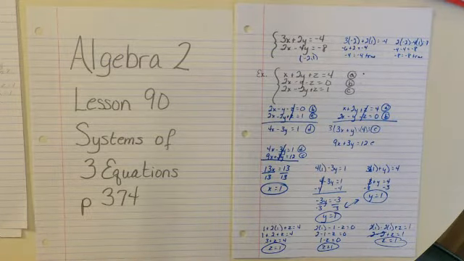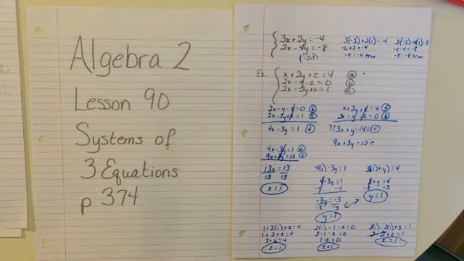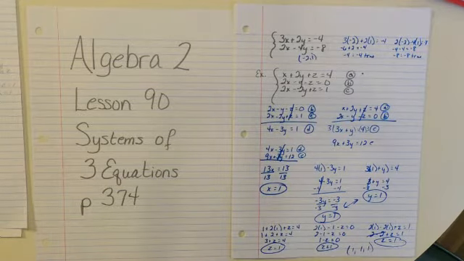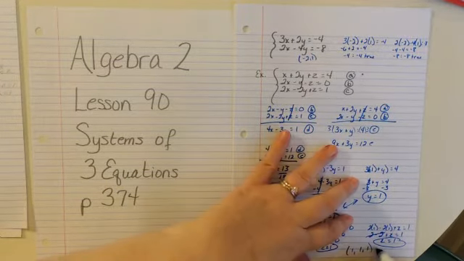Alright, so our ordered triple, it's not an ordered pair anymore because we have 3 of them. So our ordered triple is going to be 1, 1, and 1. X, Y, and Z. And that will be your answer.